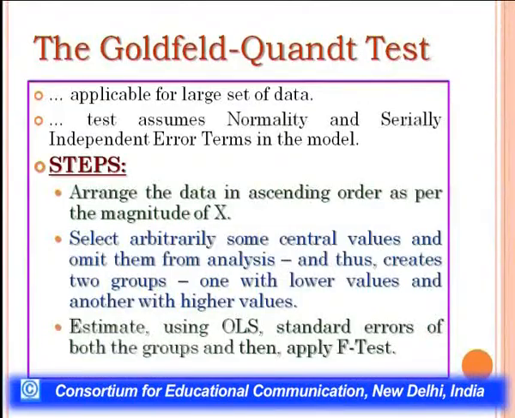First, you have to arrange the data either in ascending order or in descending order, followed by selecting arbitrarily the central values and omitting them from the analysis, and thus it creates two groups, one with the lower values and another with the higher values. Then you have to estimate, using OLS, the standard errors of both the groups and then apply the F test.